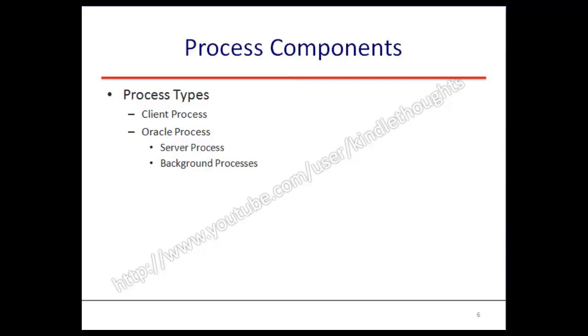So when you look at the different types of process available with respect to an Oracle database, you have client process and then you have Oracle process. A client process is also called a user process, and this is a process that interacts on behalf of the user program with the Oracle database. On the other hand, Oracle processes are those processes which run on the database server. Now these can be further classified into server process and background process. We will be talking more about these things in depth in the coming slides.